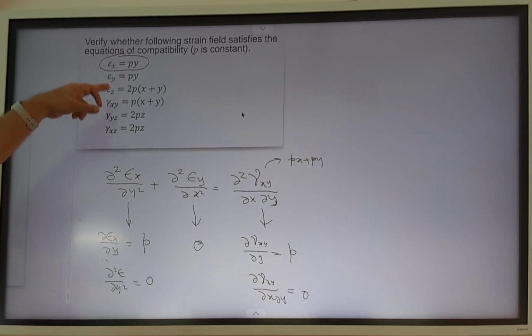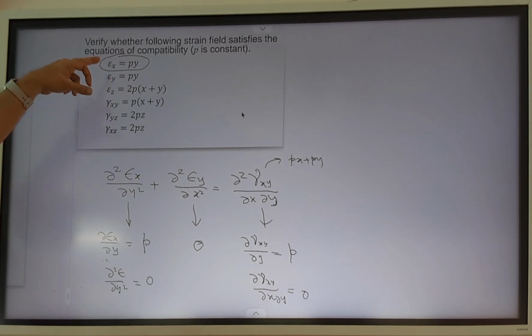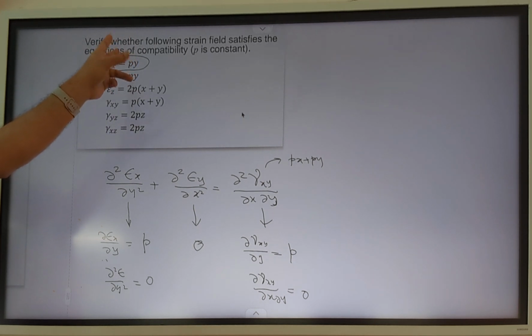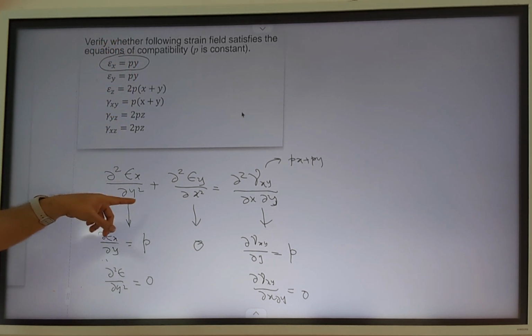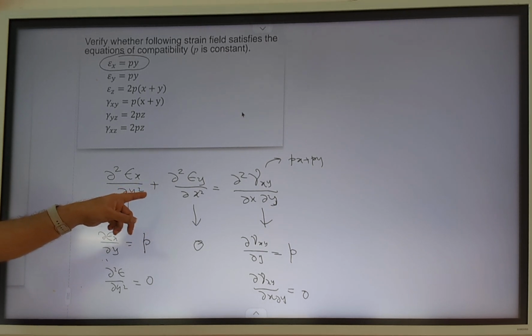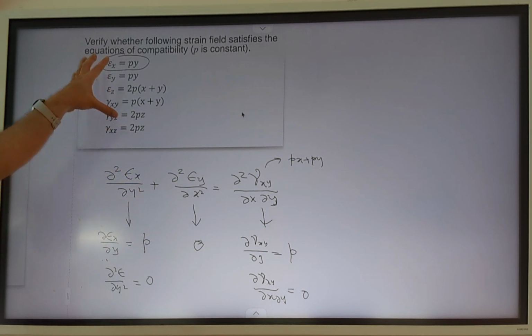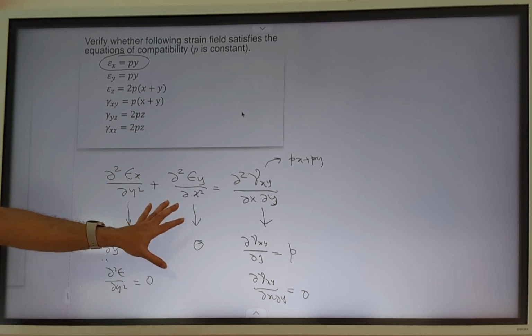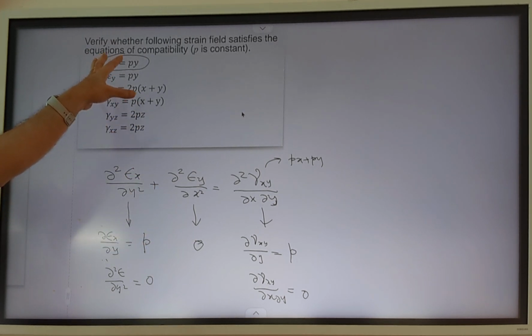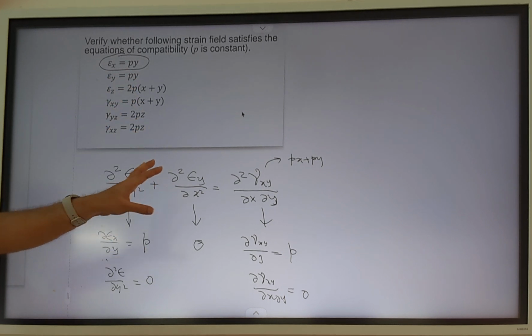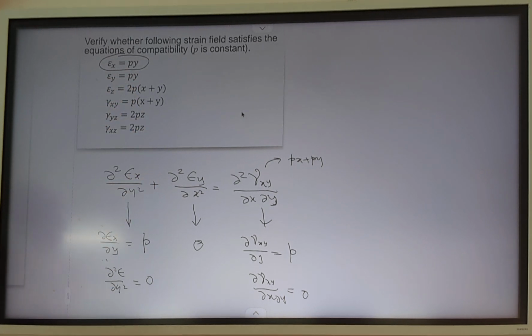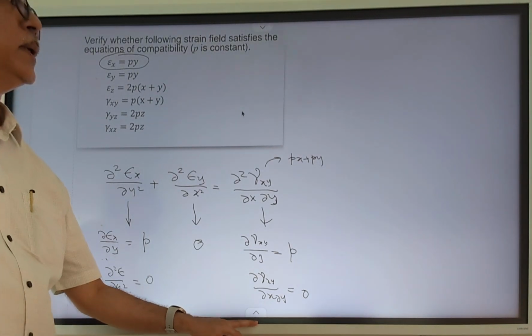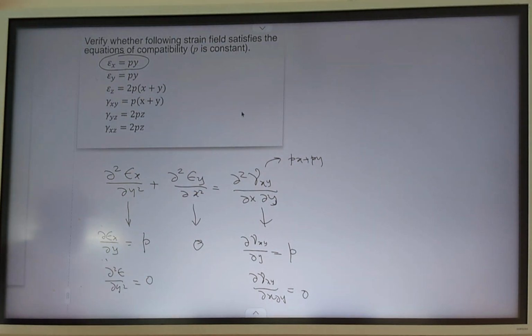If you look at this function, all these are first order functions, so there is no product of x and y or yz whatever. And this is a second order differential equation. So it will automatically get satisfied. So for any first order functions you use, these equations will always be satisfied. So in short, if your strain field is linear, the compatibility equations will always get satisfied. So that is what this particular course implies.